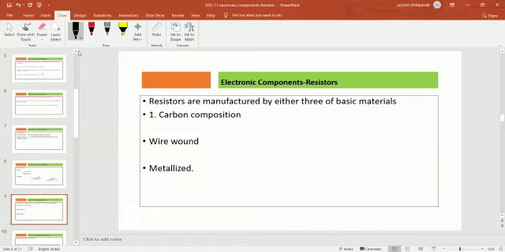Okay. Now, as with constant and variable, the types are fixed resistance or variable resistance. Similarly, based on the manufacturing material used, there are three types of resistors. One is carbon composition, second is wire wound, and third is metallized. These are the types by which the resistors are manufactured.